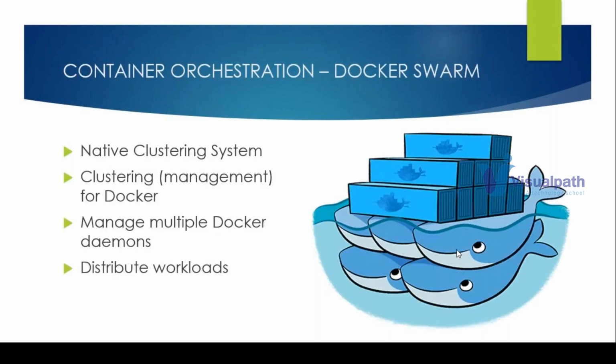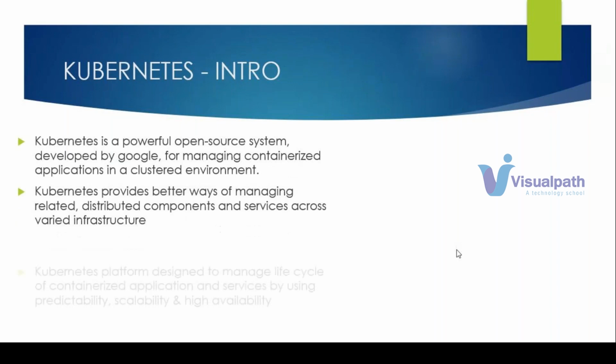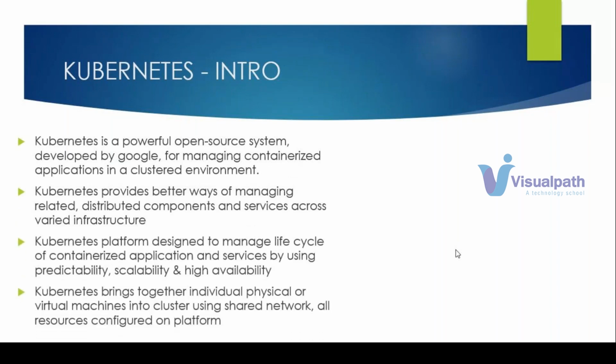We are not touching in detail about this. We will explain about Kubernetes in detail. So another orchestration tool is Kubernetes, and that is quite popular. So now comes Kubernetes. It's a popular container orchestration tool, and for all the production grade implementations, you can see a lot of implementation around Kubernetes in real-time projects.